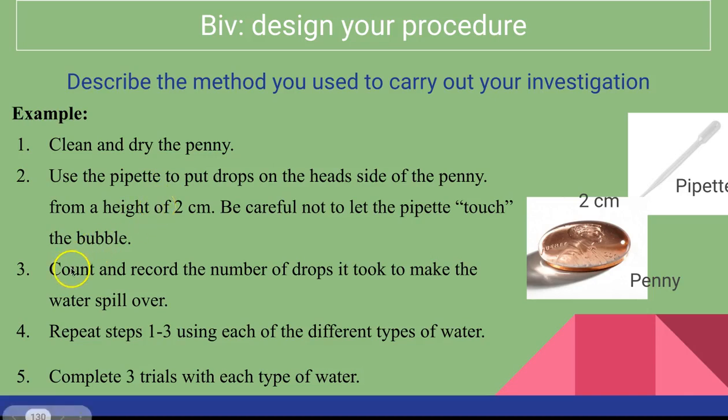So it's also telling you to count and record the number of drops. There's your dependent variable, it's telling you what to measure. And then it's saying to repeat steps 1 through 3 using each of the different types of water. So the different types of water there, that's showing you what your independent variable is. And you can even be more specific and say plain water, soapy water, and salty water. So we know specifically what types of water to be using.